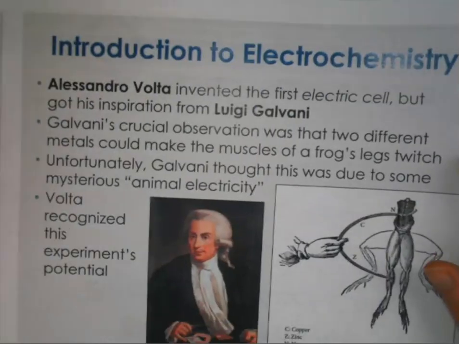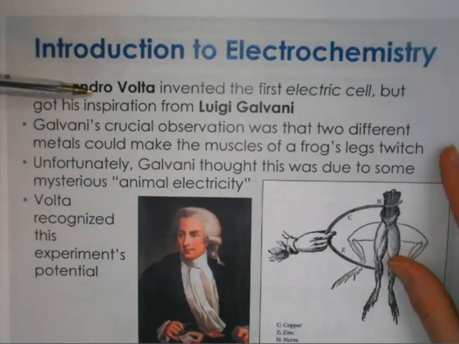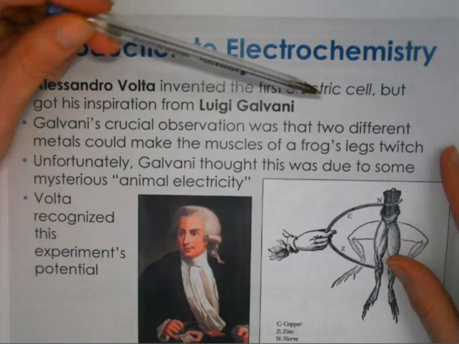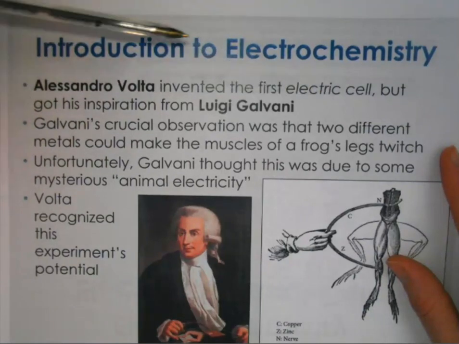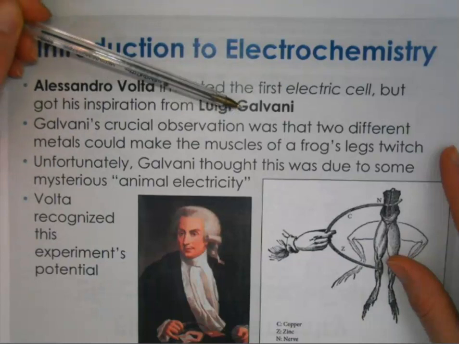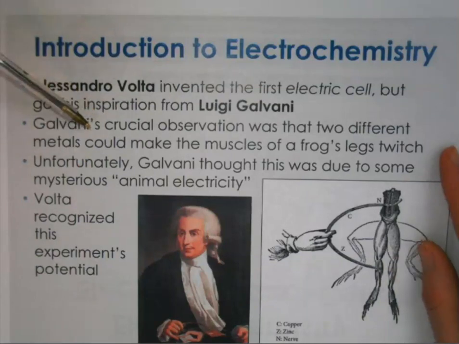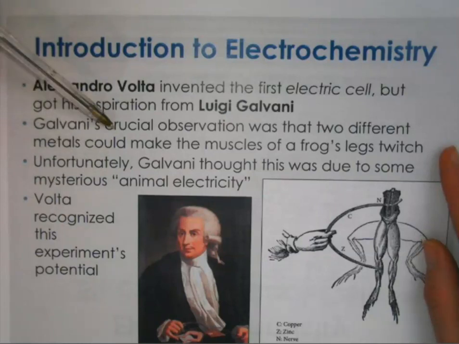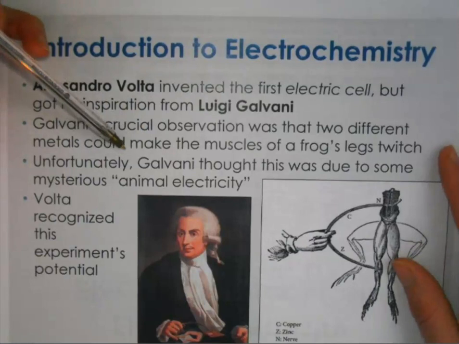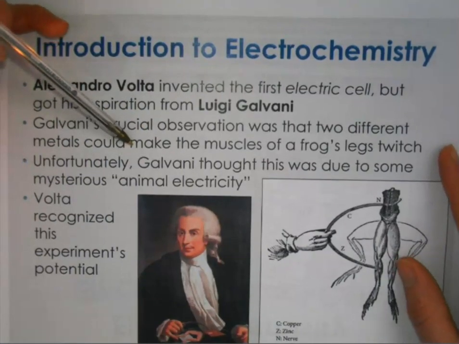Alessandro Volta invented the first electric cell. He did the actual invention, but he got his inspiration from Luigi Galvani. Galvani was working with static electricity, but he was also an anatomy professor. So, kind of weirdly, he had a dissected frog sitting in the middle of all of his equipment where he was working with static electricity. Some of the different metals that he had around ended up, however that might have happened, connecting through this dissected frog.